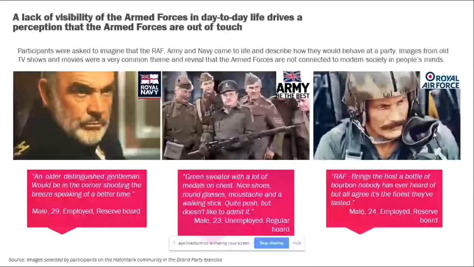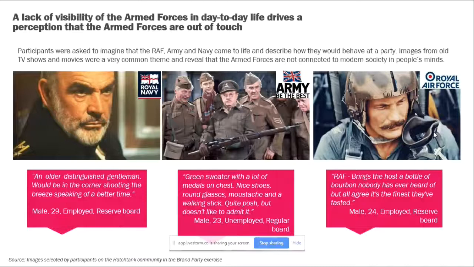Believe it or not, the thing that people resonated with the army was Dad's Army, which we were pretty surprised about, because I don't know when the last time that was on TV, but I wouldn't have thought it was something that was particularly familiar to people. But that is actually the opinion that a lot of people had.